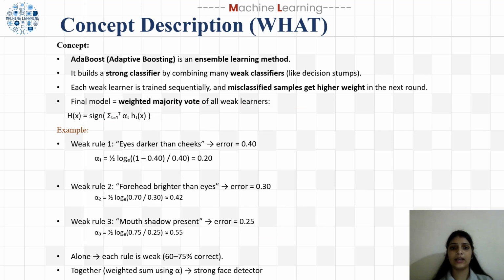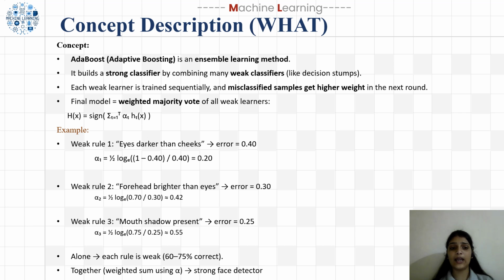So, what exactly is AdaBoost? AdaBoost, short for Adaptive Boosting, is an ensemble learning method. It works by combining multiple weak classifiers into a strong classifier. The trick is to assign weights to training samples. Misclassified samples get higher weight in the next round. So the next learner focuses more on misclassified samples. The final model is based on a weighted majority vote of all weak learners.